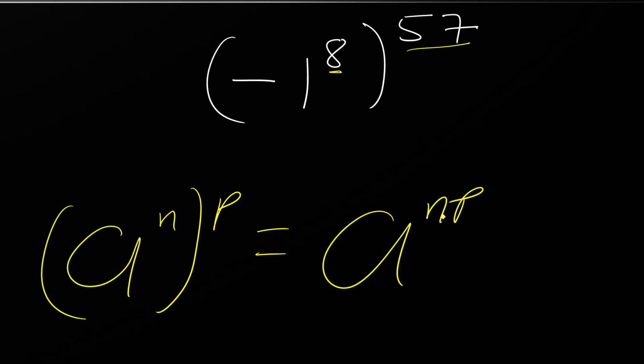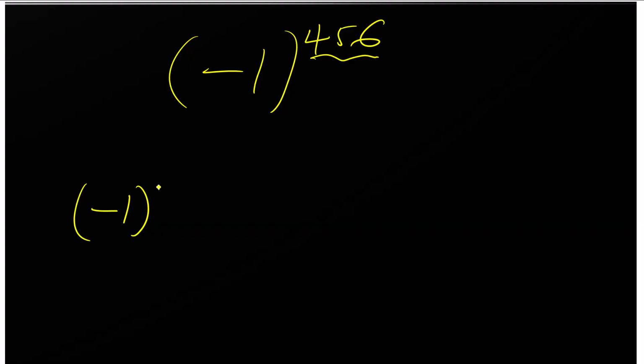So 8 times 57 will be 456. So that will be negative 1 raised to 456. Okay, and since this one is even, negative 1 to the power odd will be negative, and negative 1 to the power even will be positive. So this one will be 1.